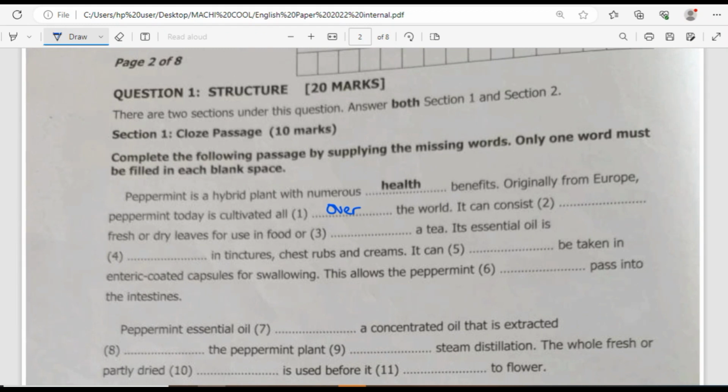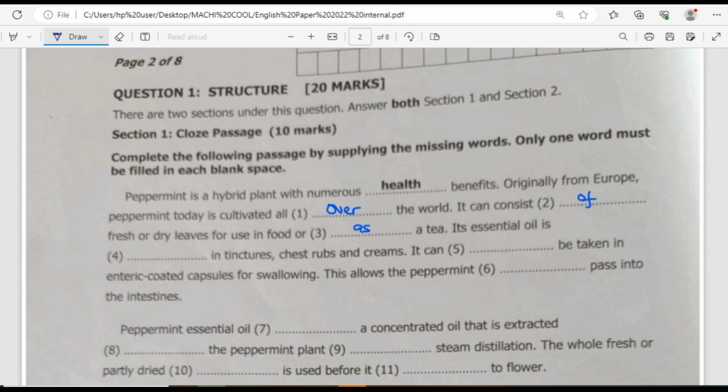It can consist of fresh or dry leaves for use in food, or as tea. So here we are saying that the leaves can be used in food. And what else? Tea. So what are we going to use? We're going to use as a tea.